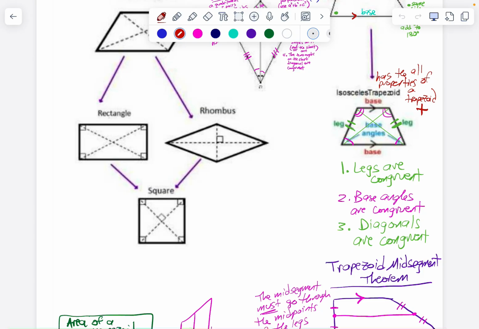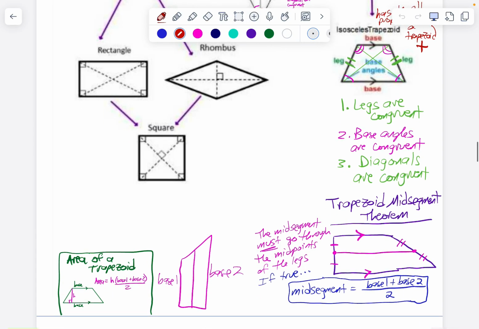Because of that, we had the 2 base angles, the 2 pairs that are congruent. And that allowed us to solve also for angles, etc. We also added that the diagonals are congruent in that kind of trapezoid.